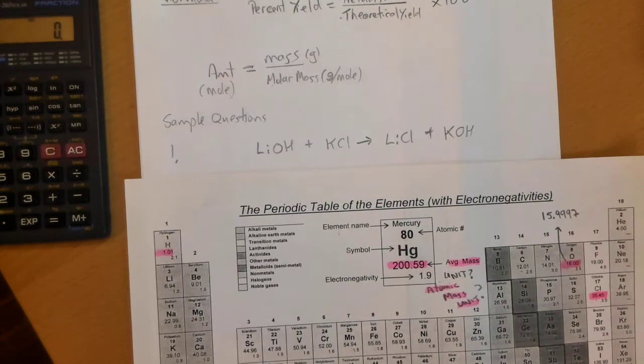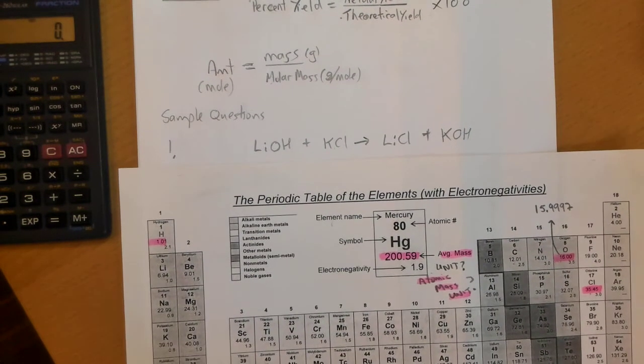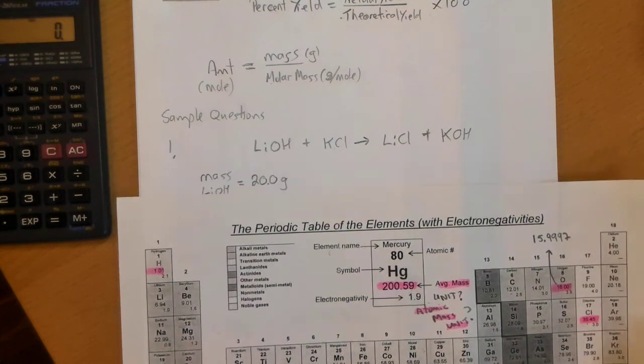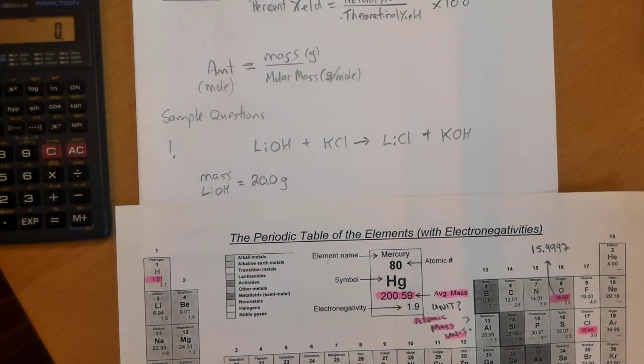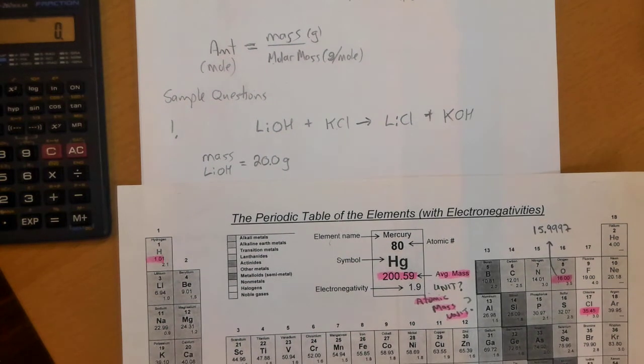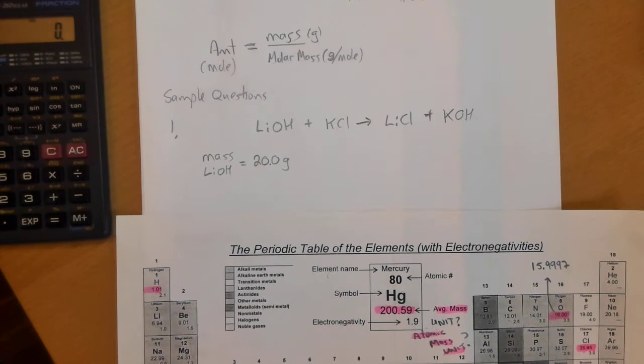Sample question number one involves lithium hydroxide plus potassium chloride reacting to form lithium chloride and potassium hydroxide. It is, of course, a double displacement reaction. And what they say is that you have a mass of 20 grams of lithium hydroxide, and you're asked to determine the yield of lithium chloride, or how much lithium chloride we're going to make.